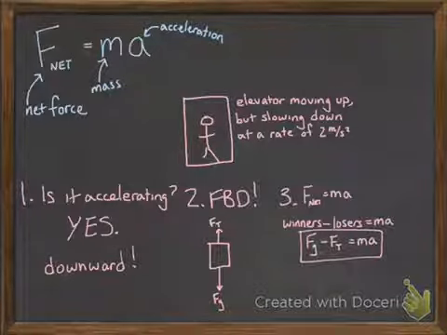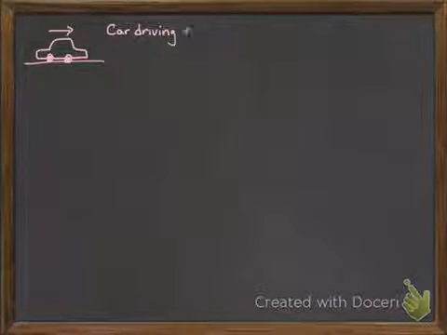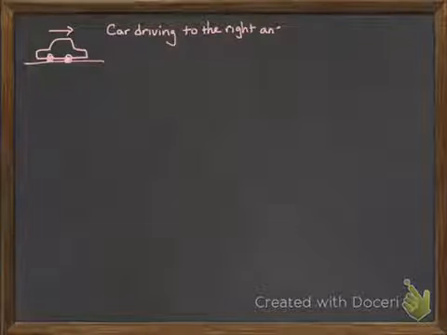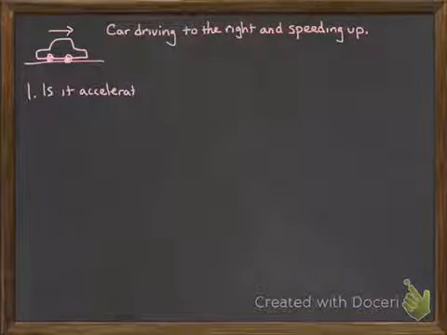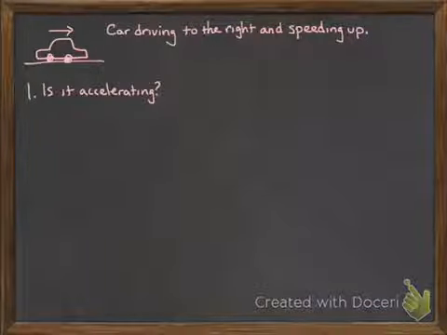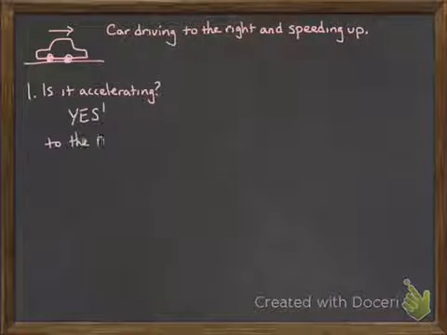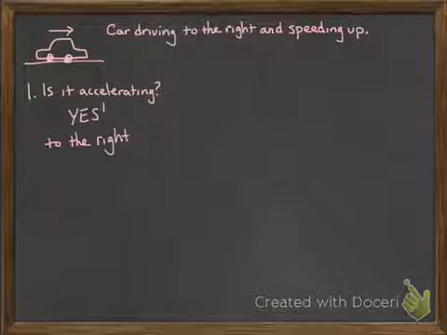So let's do one more problem. So here we have a car. This car is driving to the right and it is speeding up. Okay. So, first question, is it accelerating? Well, is it at rest? No. Is it moving at a constant speed? No. So it must be accelerating. Yes, it is accelerating, and it's accelerating to the right. Why? Because we're moving to the right and speeding up to the right. Our movement and our acceleration are in the same direction, so we are accelerating in that direction.